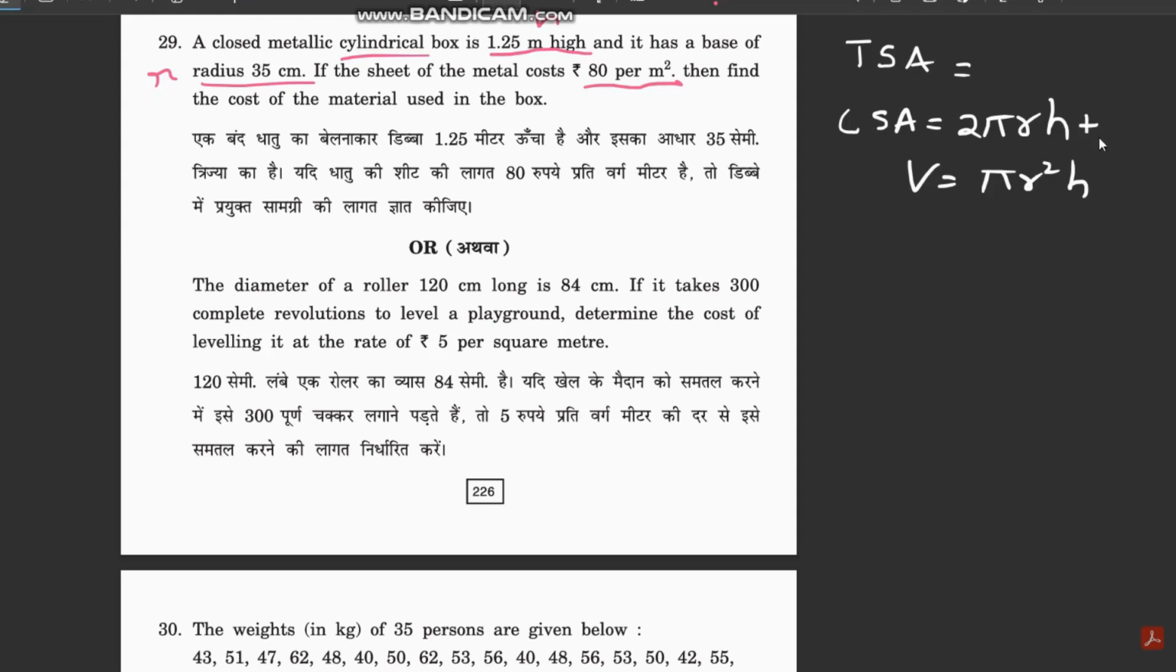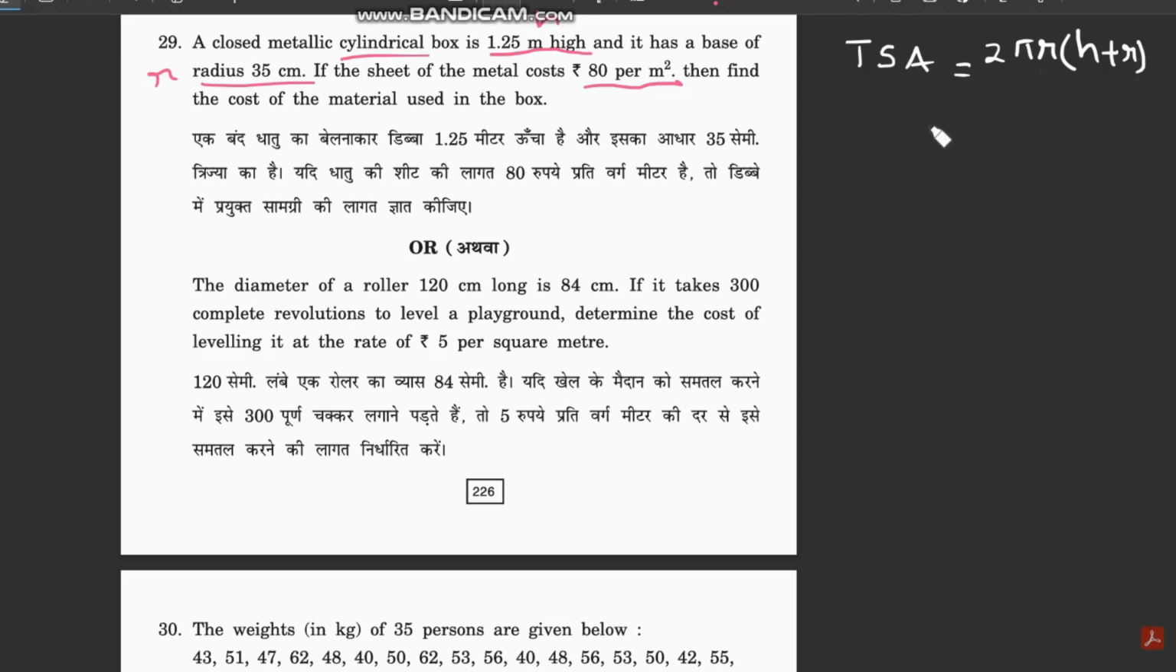2 pi RH plus top is a circle, bottom is a circle. Both are pi r square and pi r square, so 2 pi r square. So if we take 2 pi r in common, 2 pi r, and from the square one r, then what is left over? h plus r. So 2 pi r into (h plus r). R equals 35 centimeters.